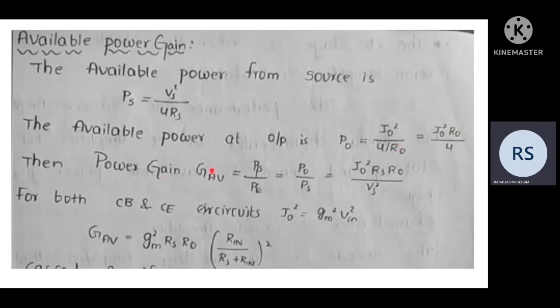Then the power gain GAV equals P naught by PS equals I naught square RS R naught by Vs square. For both CB and CE circuits, I naught square equals GM square VIN square. So GAV equals GM square RS into R naught into RIN by RS plus RIN whole square.